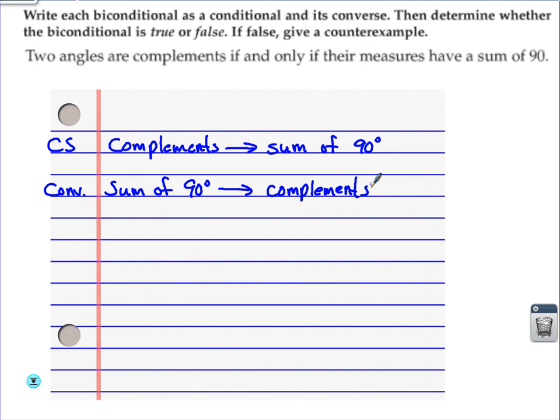Rachel? If two angles are complements of each other, do they have a sum of 90? Yes. Destiny, if two angles have a sum of 90, are they complements of each other? Yes. So therefore, guys, is this a true biconditional? Yes. It works forwards. It works backwards. I can actually throw in that "if and only if". It will always be true, or you can put "if and only if", or you can put arrows. It is a true biconditional.